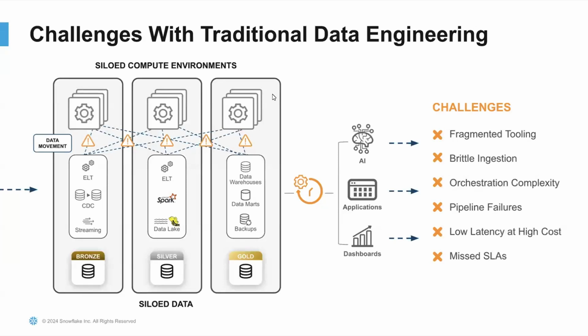Not only that, because you have to have separate compute clusters, it also means that the data itself has to be duplicated in various places. So all of this results in pipeline failures, potential of missing SLAs, as well as extra overhead and cost for maintaining this complex architecture.